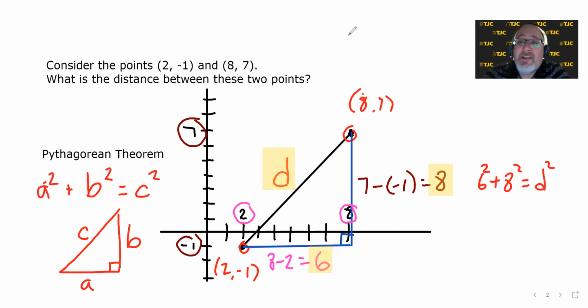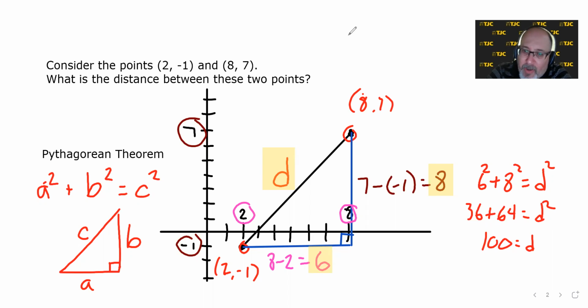And this is just a quadratic equation. It's a real easy one to solve because everything on the left side are just constants. 6 squared is 36. 8 squared is 64. We'll worry about the square on the d in a moment. 36 plus 64 is 100.